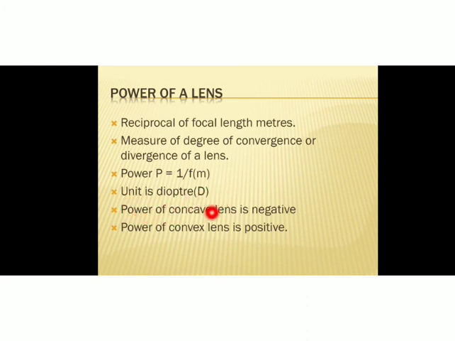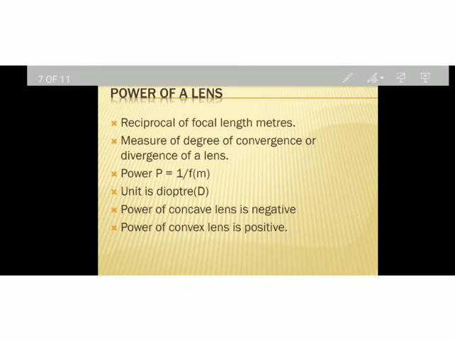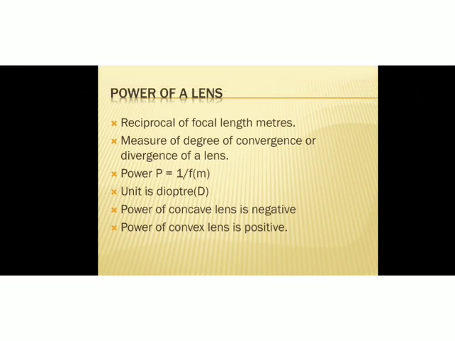And what is the power of a concave lens? Is it positive or negative? That is the next question. Children, as you know, the focal length of a concave lens is negative. So the power of a concave lens also will be negative. The power of a convex lens is positive. Why? Because the focal length of a convex lens is positive, and you know power is the reciprocal of focal length. Okay, so that's all about the power of a lens.